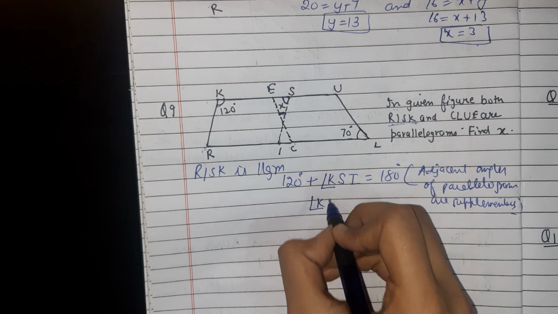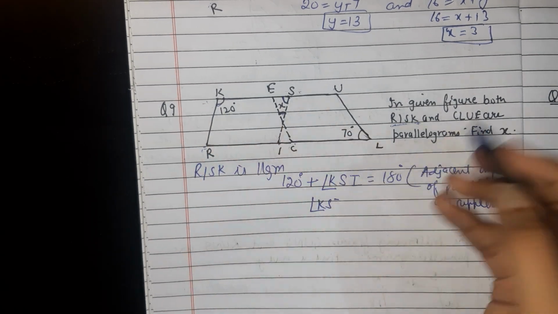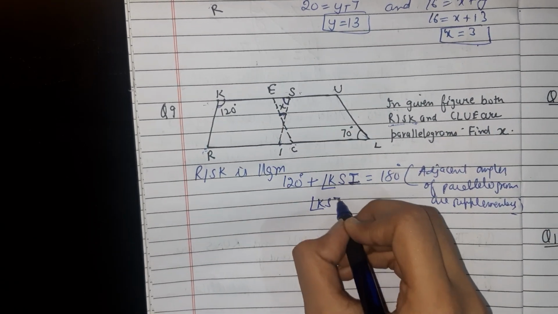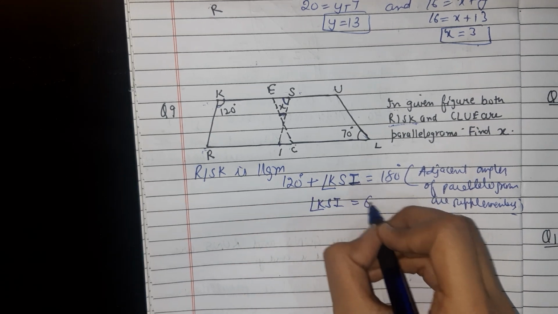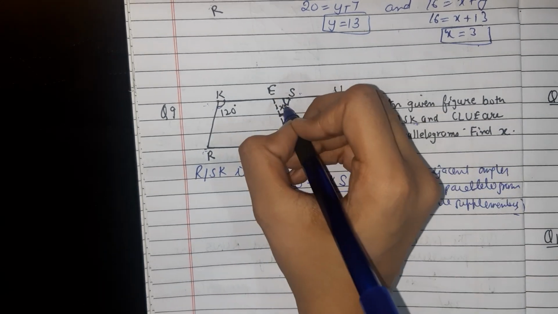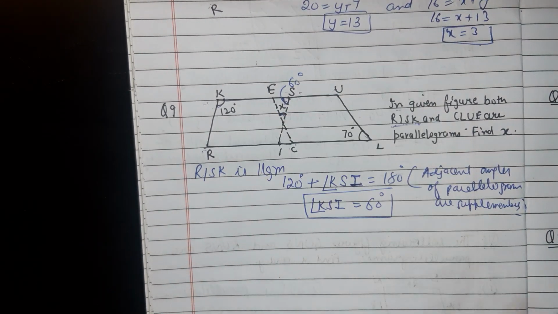So angle KSI, which is 180 minus 120, which is 60 degree. So this angle comes out to be 60 degree.